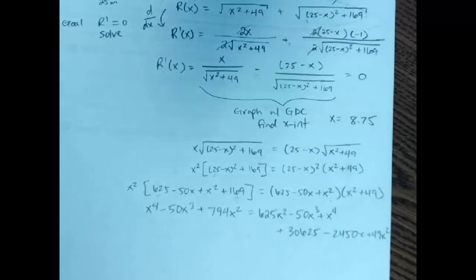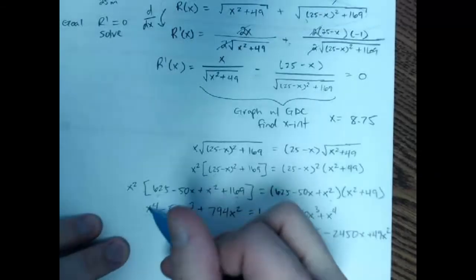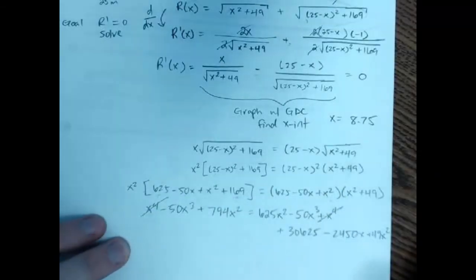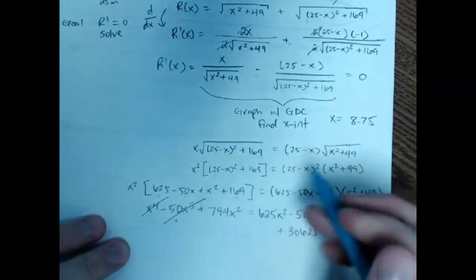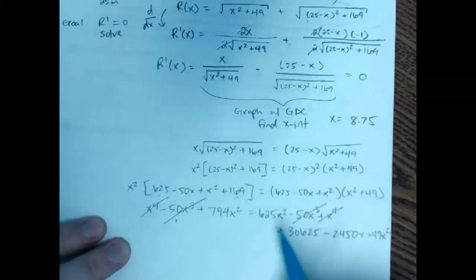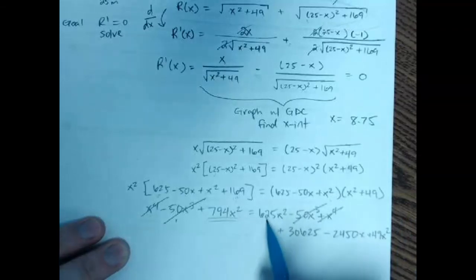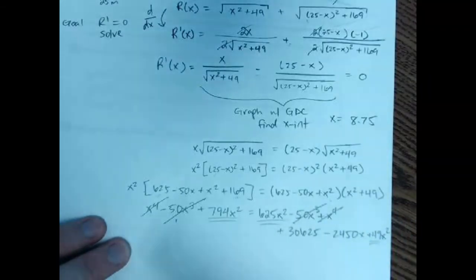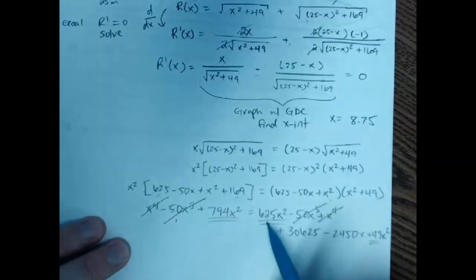Okay, well, let's look at what happens. You have an x to the fourth on the left and an x to the fourth on the right, they're going to cancel. You have the negative 50x cubed and the negative 50x cubed, they're going to cancel. Then we have some quadratic terms. So I've got that, that, and that. You'd need to get them all on one side, so you'd want to subtract this over.